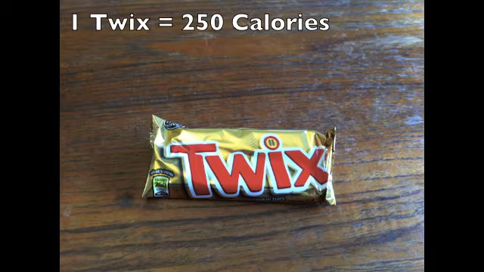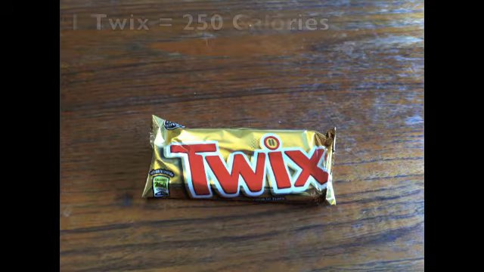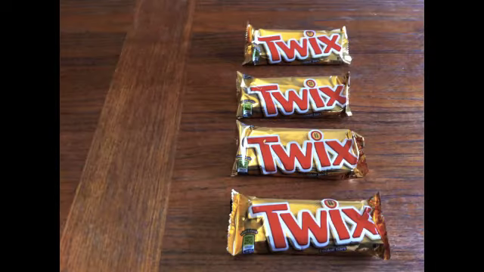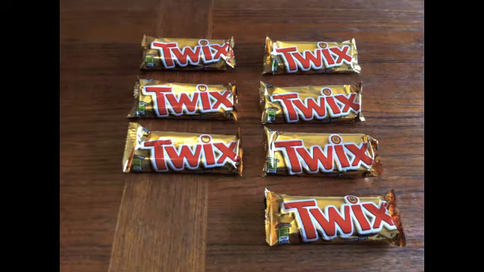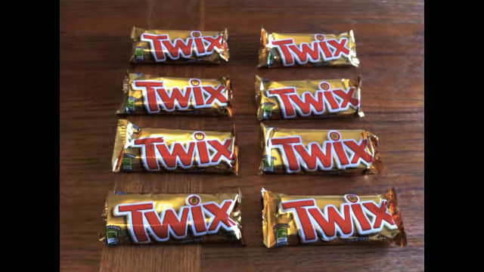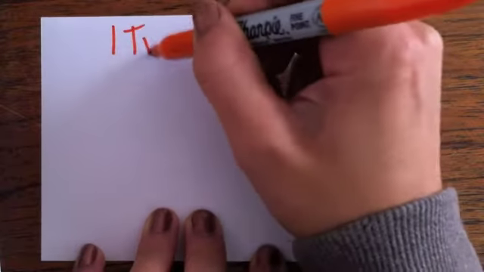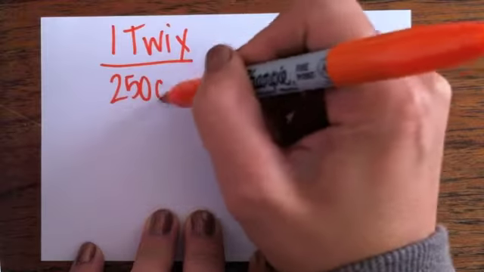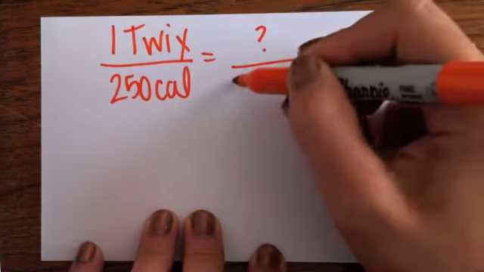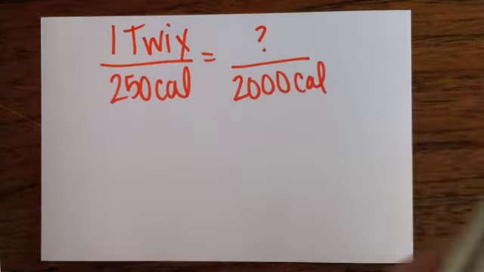Let's look back to our first example. We wanted to know how many Twix we could eat to fulfill our 2,000 calorie daily limit. Let's do the math to figure out how we got that. We can set up a proportion, 1 Twix to 250 calories, an unknown to 2,000 calories.